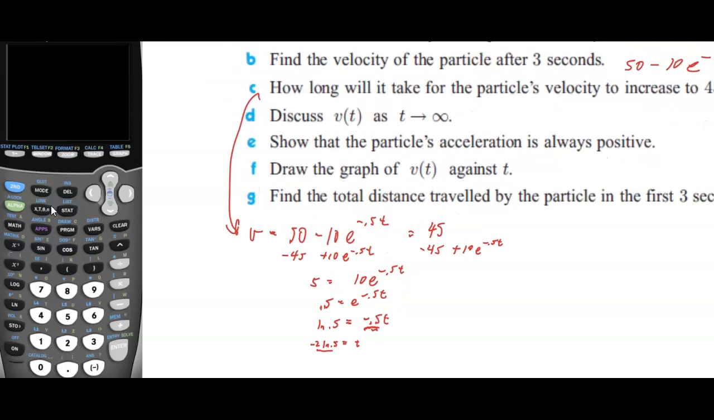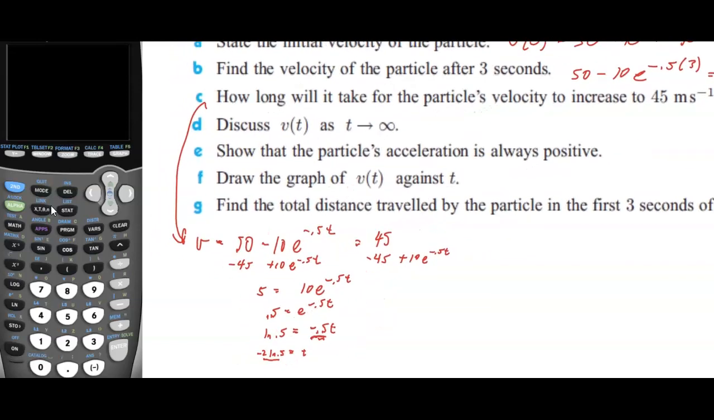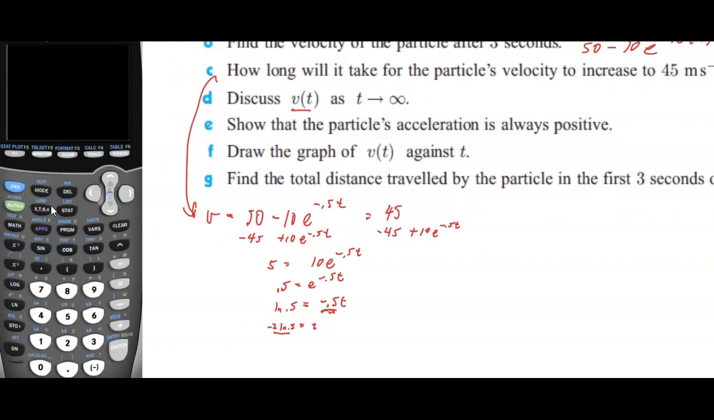Okay, what's next? Next, by the way, the part we just did is part c. Discuss the velocity as t approaches infinity. Let's look at the velocity equation again. When t becomes infinity, the exponent for the e becomes negative infinity, which means a super small number. E to the negative infinity is the same thing as 1 over e to the infinity, or 1 over a big number, which means getting close to 0. So we're going to approach v equals 50, because the e part becomes 0, multiplied by 10 is still 0, and then you're left with 50 by itself.